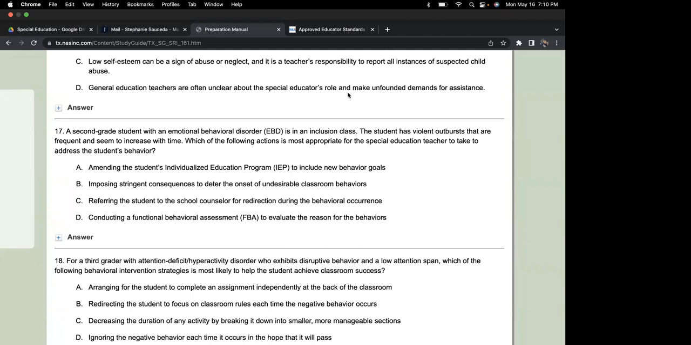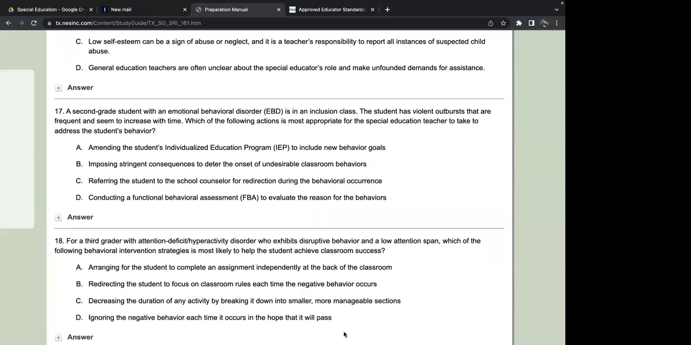Now, whenever you're doing these, always try to put the question in layman's terms. What is the goal of the teacher? What is the goal of the special education teacher here? What is she trying to do? What's the question asking? We're looking for the best way. Most appropriate means they might have given you more than one appropriate answer, but there's one that's more appropriate than the other based on the words they've used here.